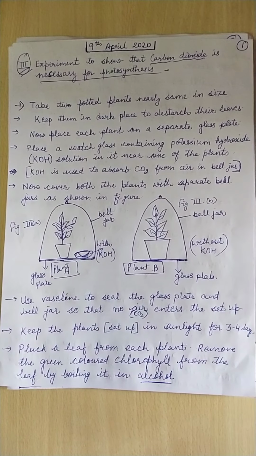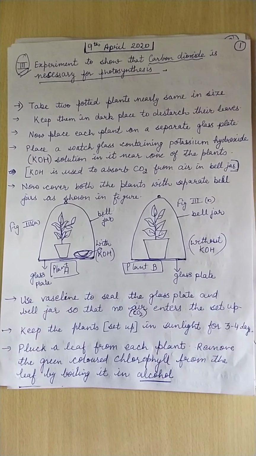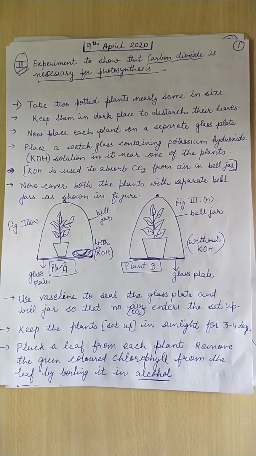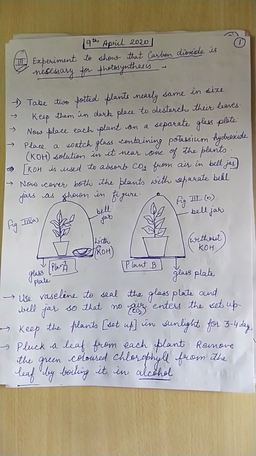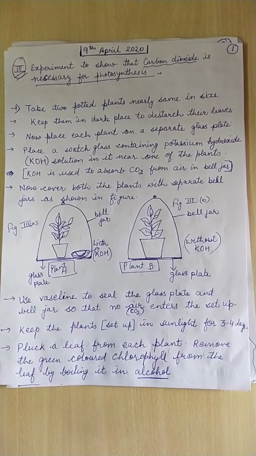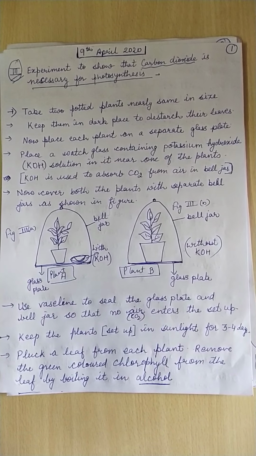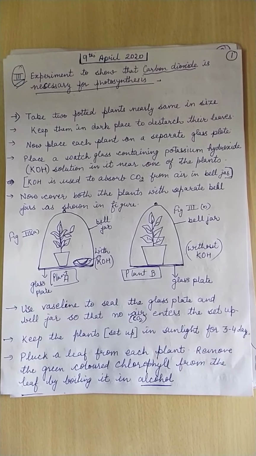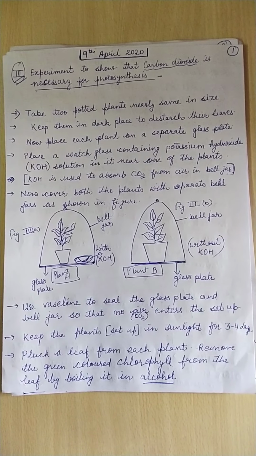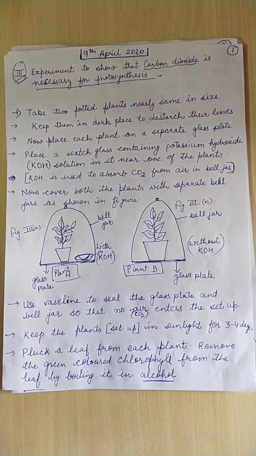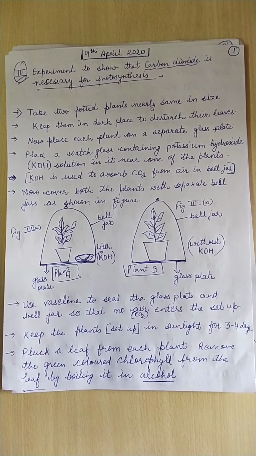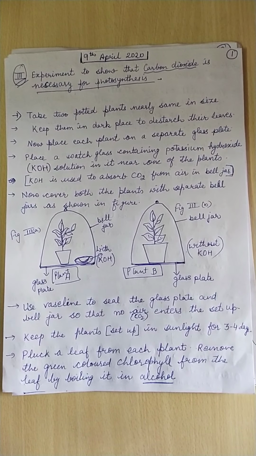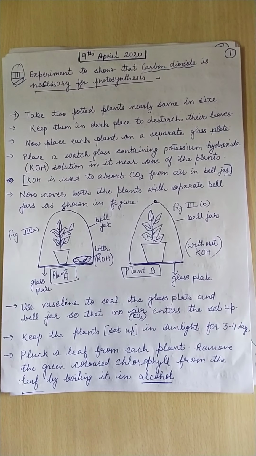I hope you all are fine and you have gone through the topic we discussed in the previous video. We were discussing the conditions which are necessary for photosynthesis. In our previous video, we discussed how chlorophyll is necessary for photosynthesis. We did an experiment where no chlorophyll was present and there was no starch being formed in the leaves. We also discussed how sunlight is necessary for photosynthesis.